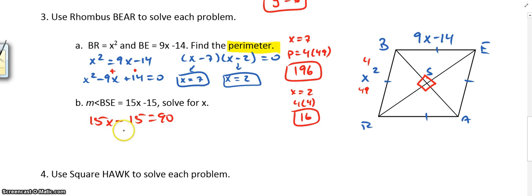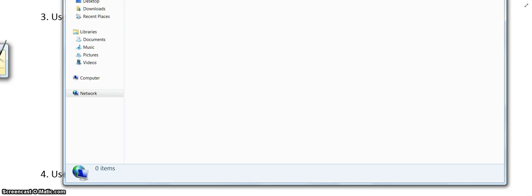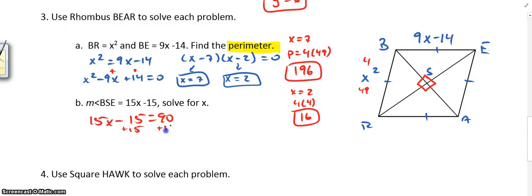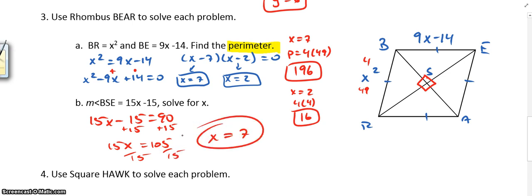Add 15 to both sides. We get 15x equals 105. Divide by 15, and x is 7. And that's all they wanted there, was to solve for x. Alright, so that's applications of a rhombus.